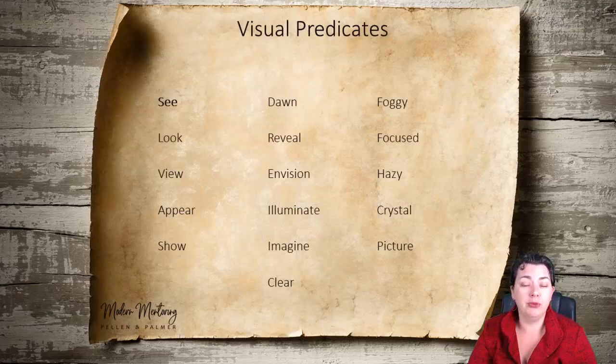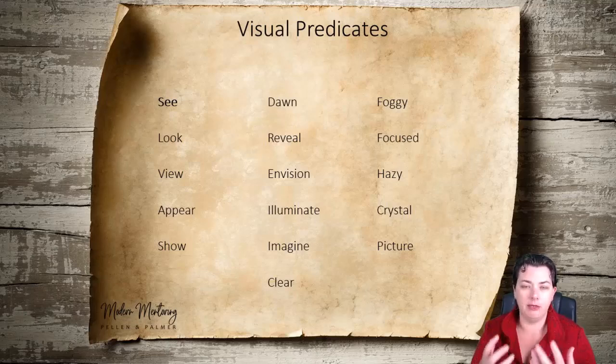So, some of the visual predicates, now these are words that people use for visuals. So some of the words that they'll actually be expressing will be see. Now you can notice that one's in bold because that's their biggest one. Then they've got look, view, appear, show, dawn, reveal, envision, illuminate, imagine, clear, foggy, focused, hazy, crystal, or picture. You'll notice that these people use these kind of words when they're explaining things to you because they're trying to teach you about their model of the world, their learning language, and you're working out that they're a visual person.